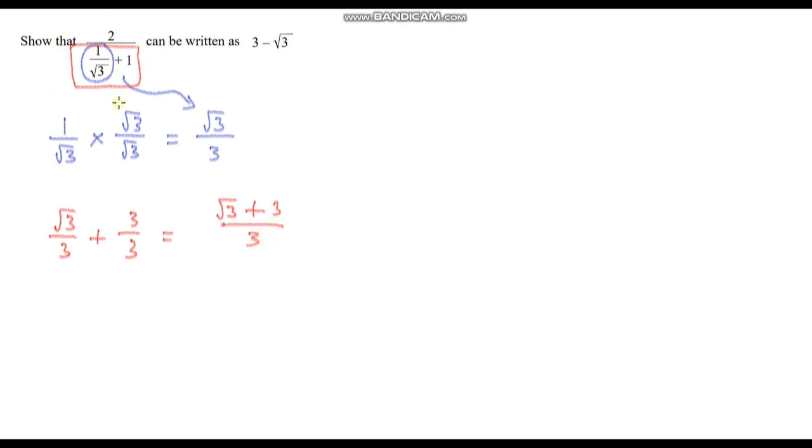So now let's write our whole fraction. Let's just move along a bit further. We've got 2 in the numerator, and in the denominator, we've got root 3 plus 3, all of that over 3.